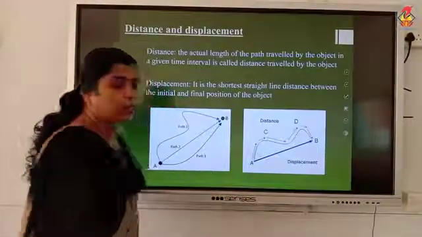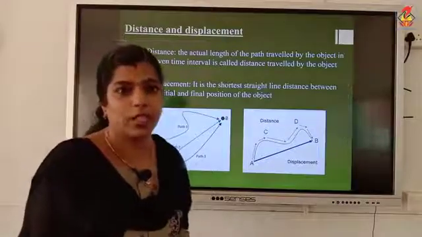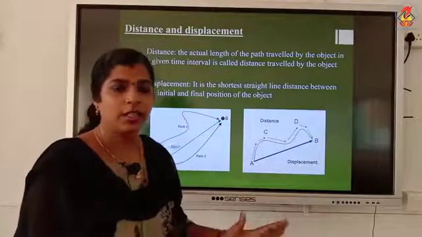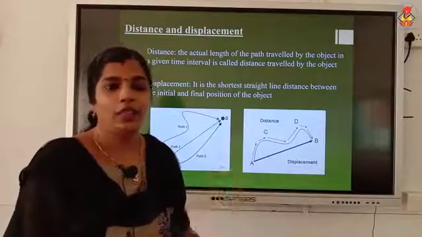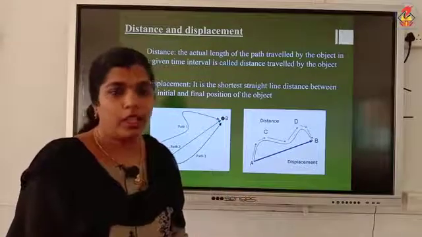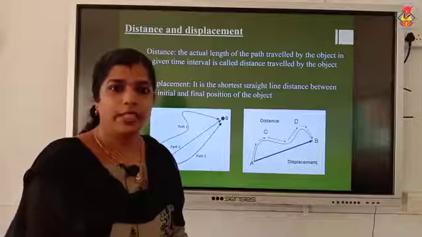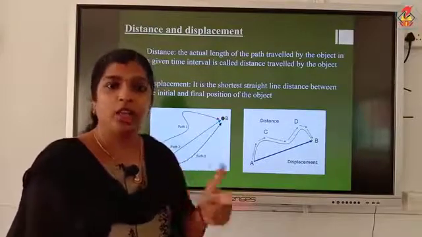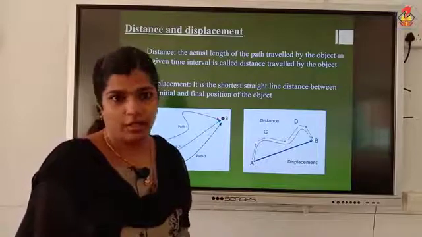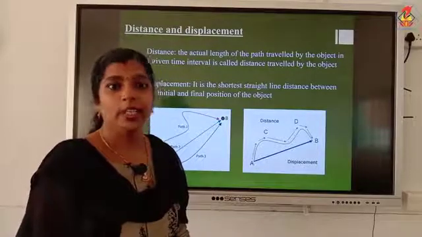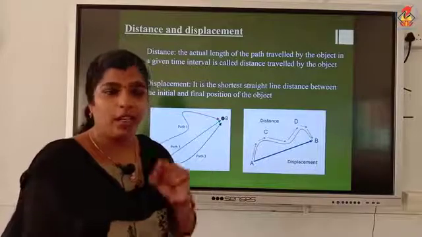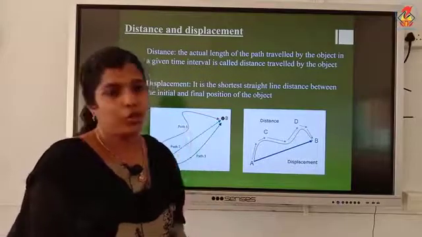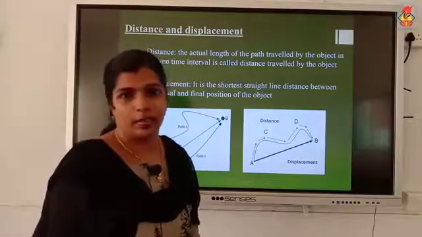So, now it is clear what the difference between distance and displacement is. Distance means the actual length of the path. Shortest distance between initial and final position, or straight line distance between initial and final position, that is the displacement.